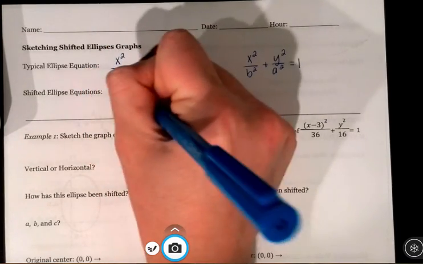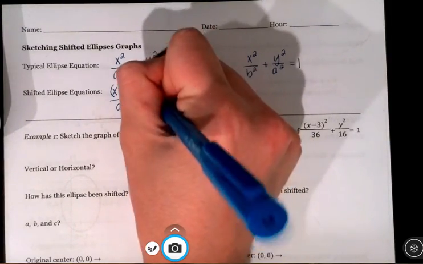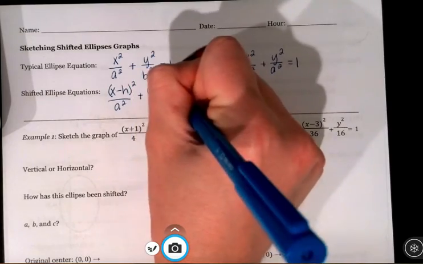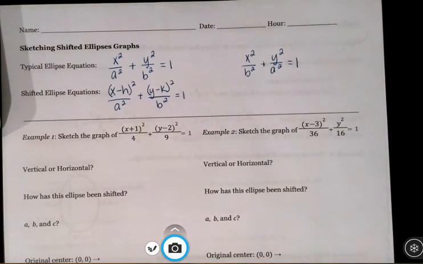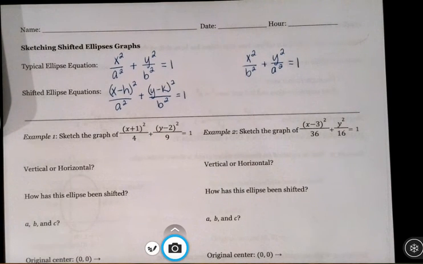When we have a shifted equation for our ellipses, we have x minus h in parentheses squared over a squared, and then y minus k. So the only thing that is different is now we have the h and a k, which is very similar to our parabola. Our center is going to be at h and k.